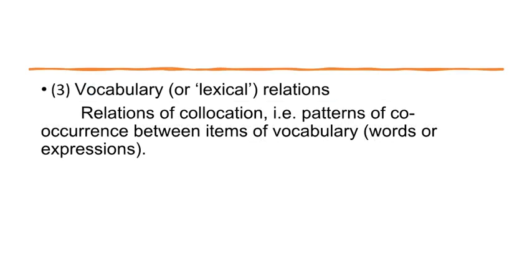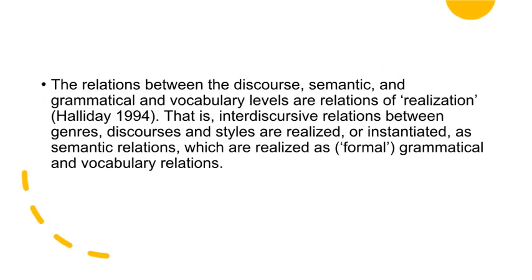The last one is vocabulary or lexical relations. This is about relations of collocation. That is, patterns of co-occurrence between items of vocabulary, words or expressions. The relations between the discourse, semantic, and grammatical and vocabulary levels are relations of realization, according to Halliday. That is, interdiscursive relations between genres, discourses and styles are realized, or instantiated, as semantic relations, which are realized as grammatical and vocabulary relations.